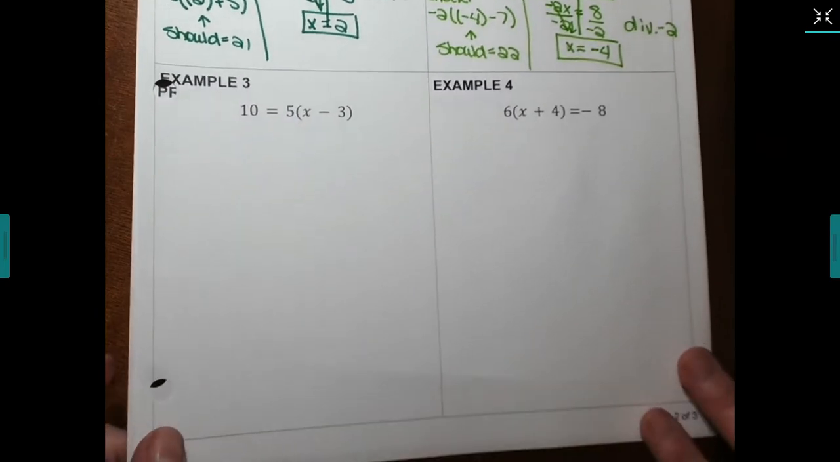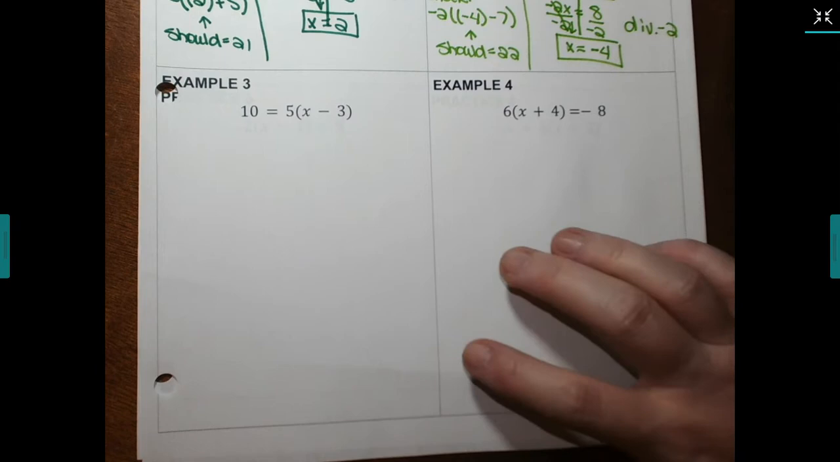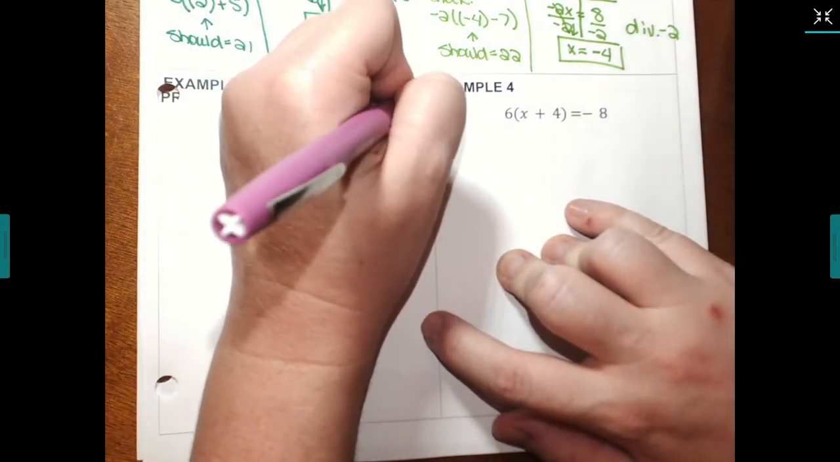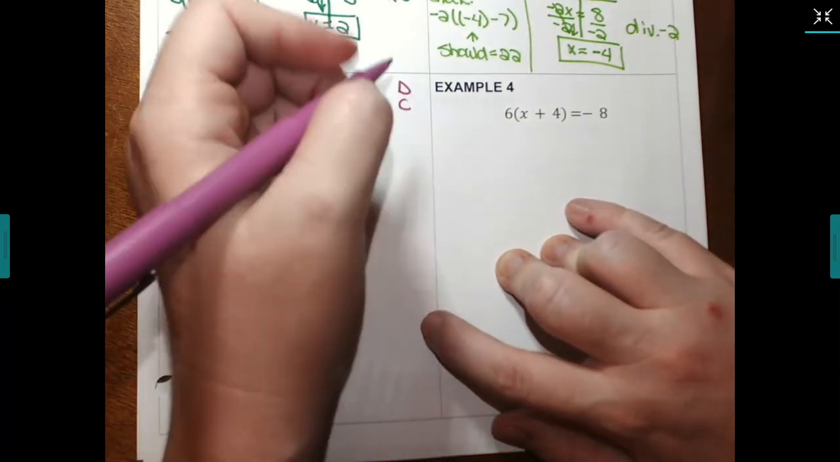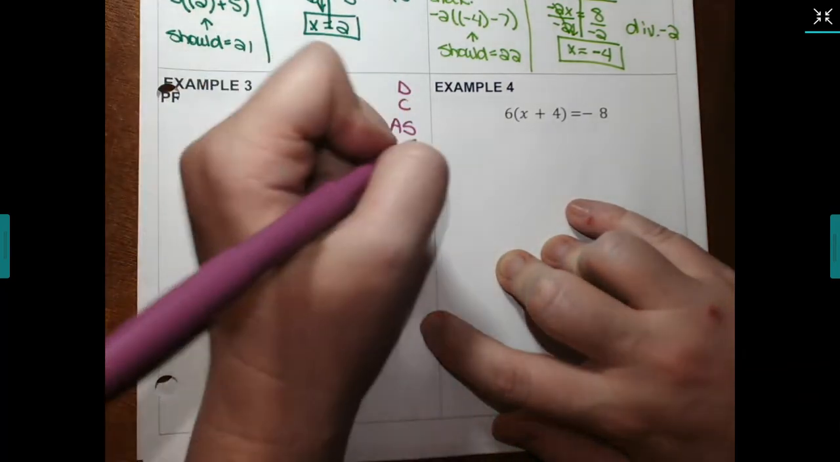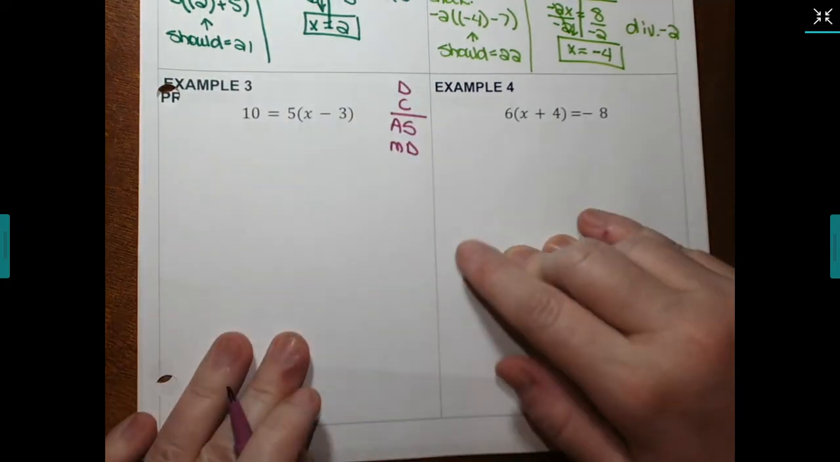Okay, example 3. Oh no, I can't do it. Miss McNabb, they put the variable on the other side. I can't do this. This is too much. Too bad. You have rules. Follow them. Distribution, combine like terms, adding and subtracting. Try to isolate that variable, multiplying and dividing, trying to isolate that variable.